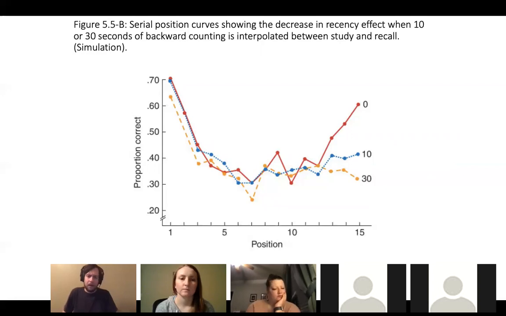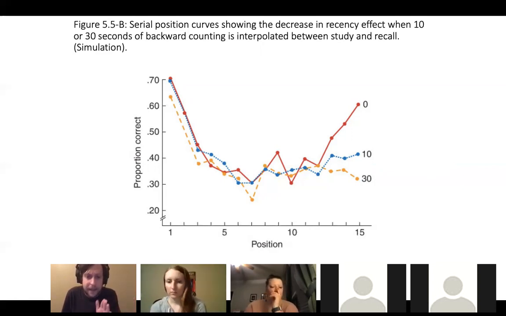And then for the blue line, I read off the 15 numbers. The sequence is done. And then I tell you, I want you to perform backwards counting for 10 seconds. And then I want you to repeat back to me the sequence of numbers that you just heard.